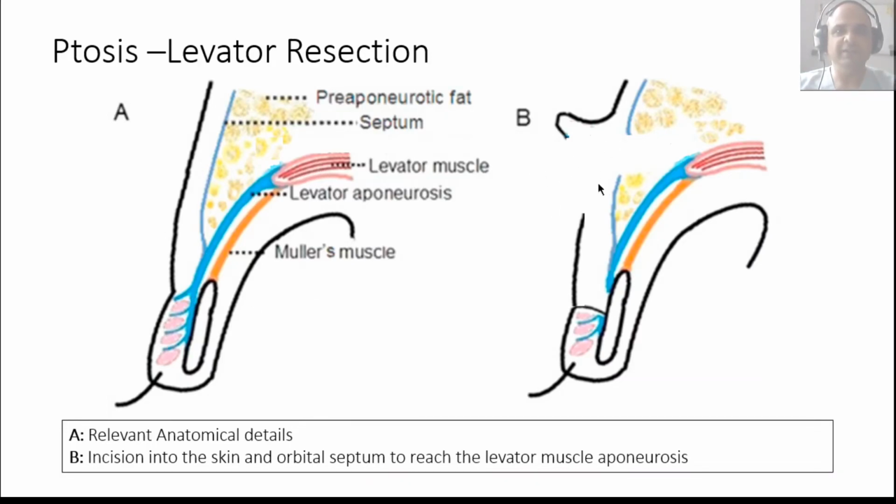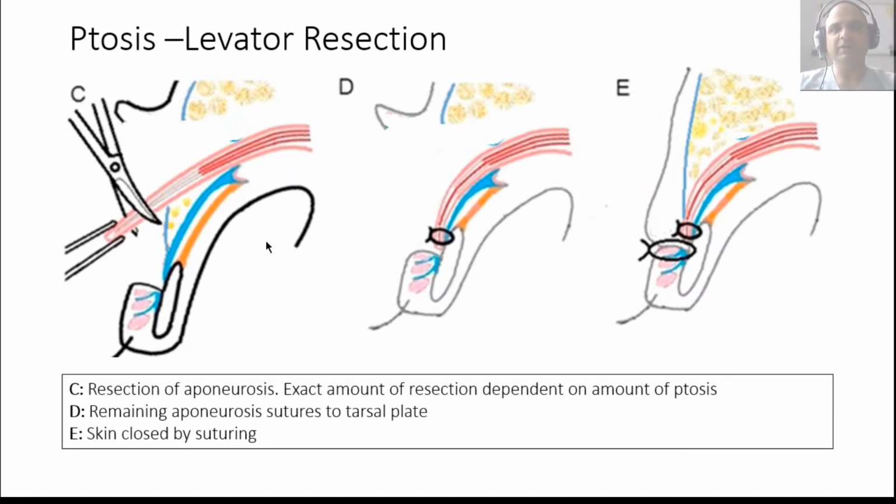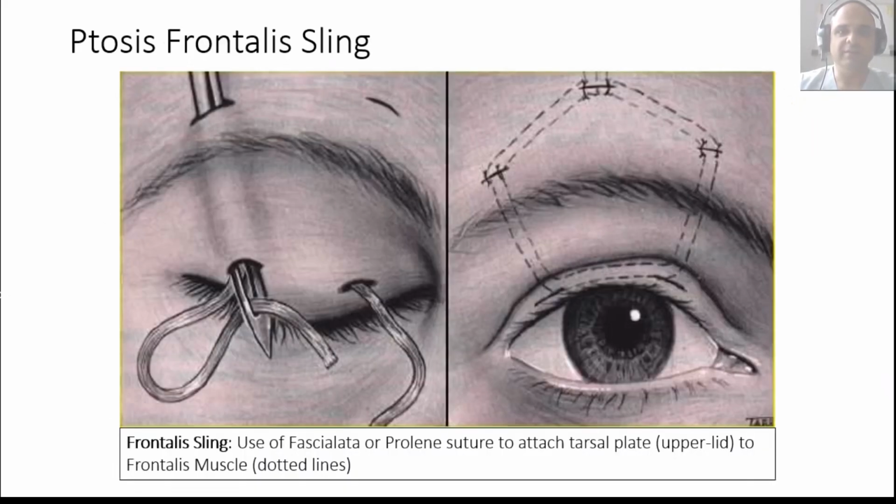We incise the skin, separate the fibers of the orbicularis oculi, and incise the septum. We're not removing it; we're just cutting through it to get to the levator aponeurosis. Once we are at the levator aponeurosis, we cut it, and what cutting does is shorten the aponeurosis, which increases its pull so that it can open the eyelid more. There are tables that tell you, for mild ptosis, moderate ptosis, severe ptosis, the amount of resection to do. Once you have resected that amount, you stitch it back to the tarsal plate, close your wound, and that is it.